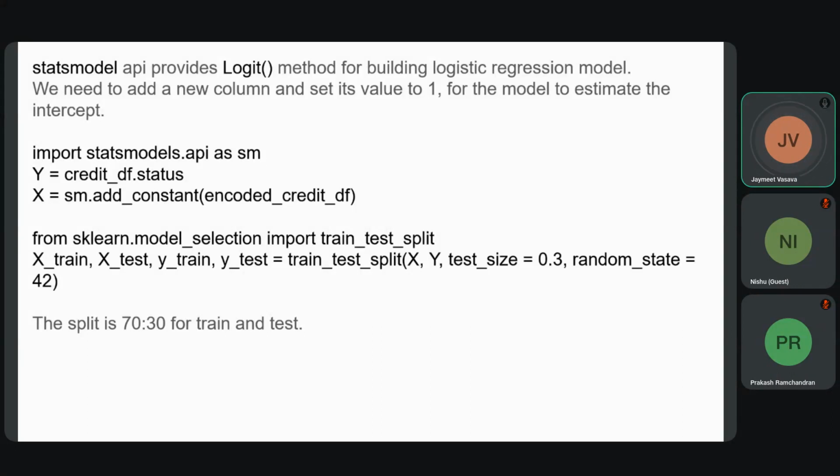Then using scikit-learn, sklearn.model_selection, importing train_test_split. Train test split is nothing but the splitting of the data set. Over here, you can see the train test split. In the parameters, the test size is 0.3, so we are doing a 70-30 ratio for train and test respectively, and the random state being equal to 42.